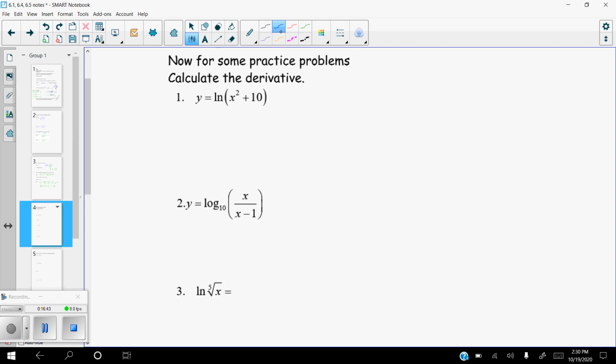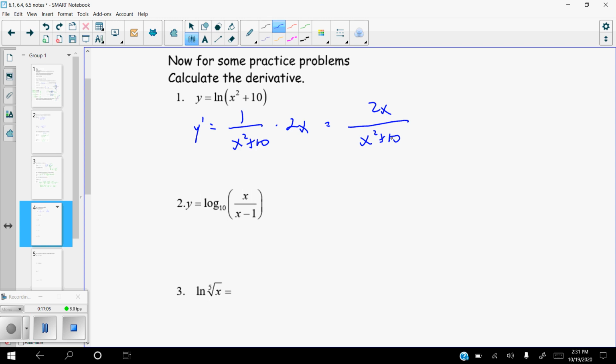Well, according to our rules for taking derivatives of natural logs, it's 1 over the argument, 1 over x squared plus 10 times the derivative of the argument. The derivative of x squared plus 10 is 2x. So just kind of cleaning that up, it's 2x over x squared plus 10. That's it. That's the derivative of that one.